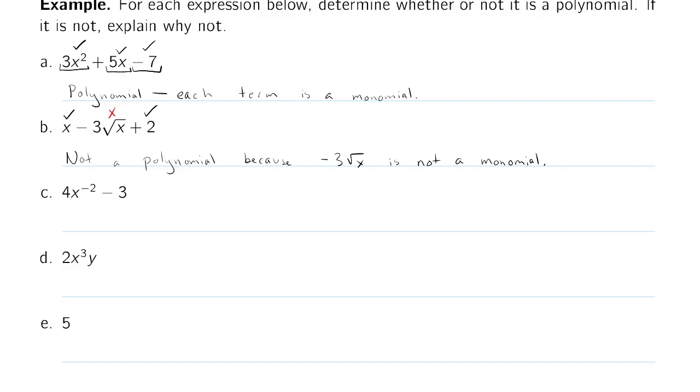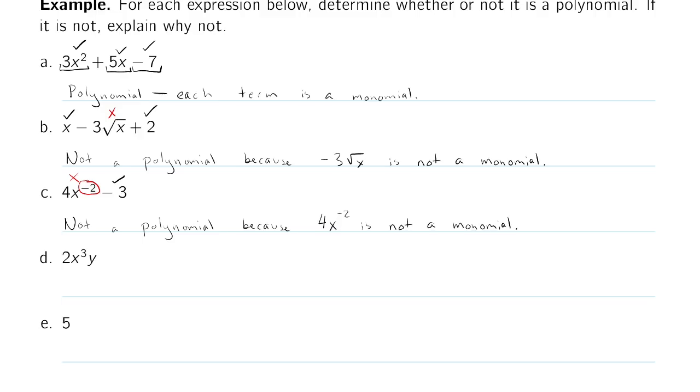In this next expression, -3 is a monomial, but notice this exponent -2. Right? Exponent -2 is actually secretly representing division by x. This first term is not a monomial. And so this expression is not a polynomial, and that's because 4x to the -2 is not a monomial.